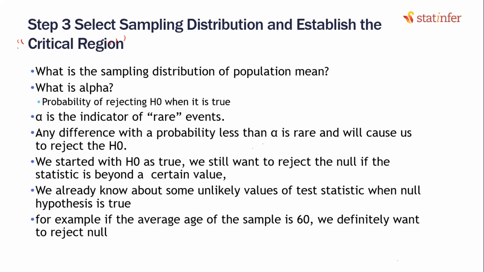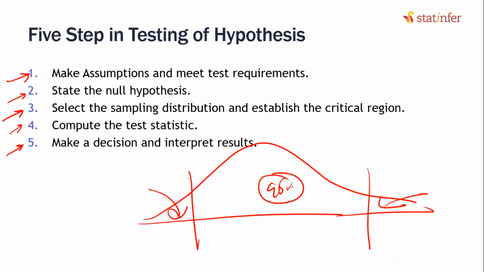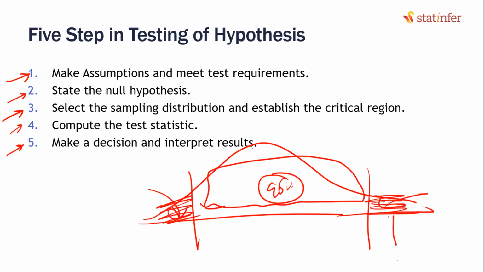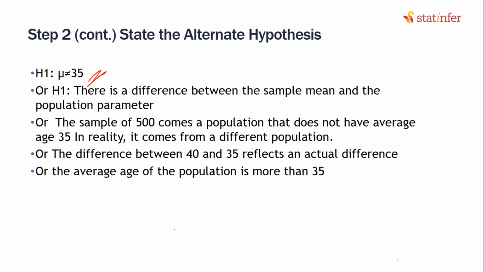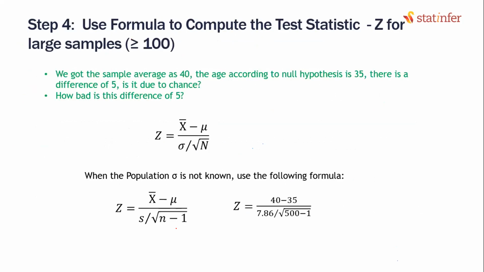What is a critical region? If you see here, this is the region where you accept. This is that critical region. If the test statistic falls in this critical region, then you reject the null hypothesis. Let us go through these steps once again.